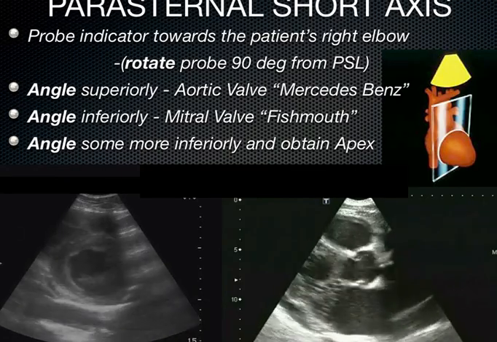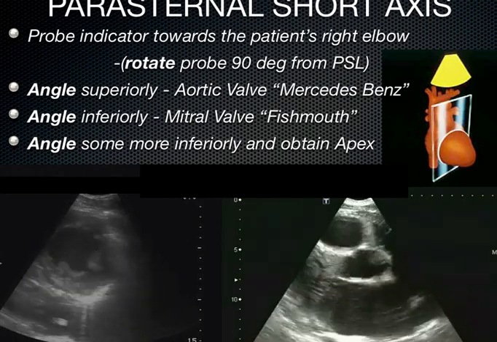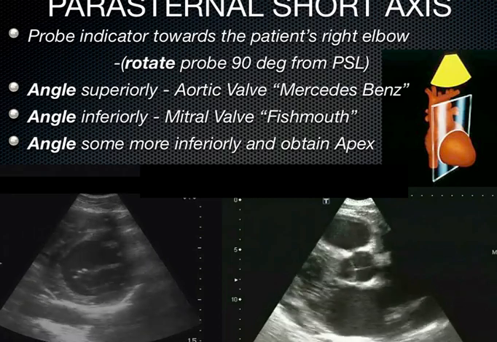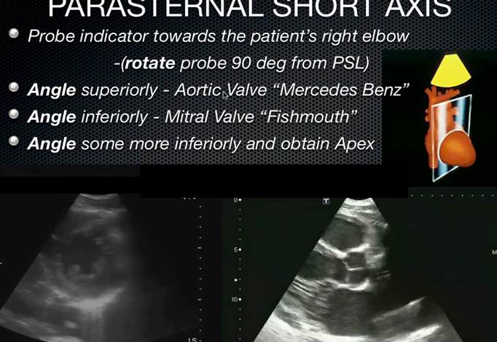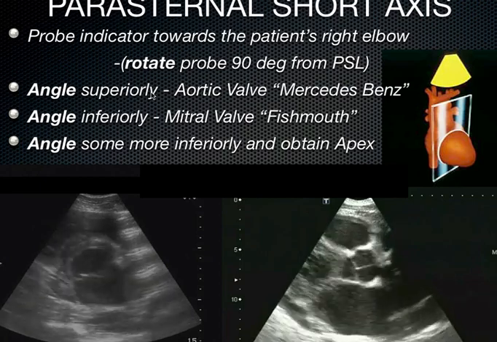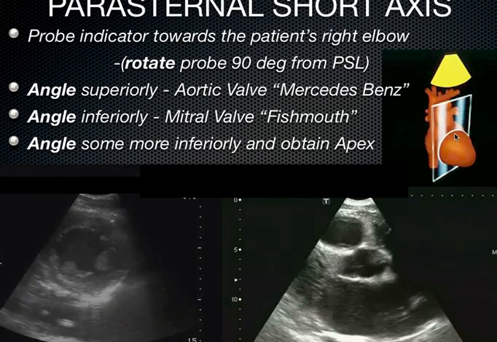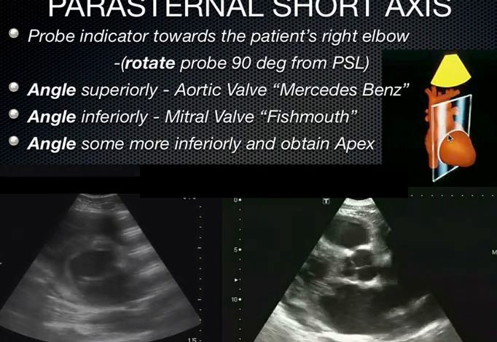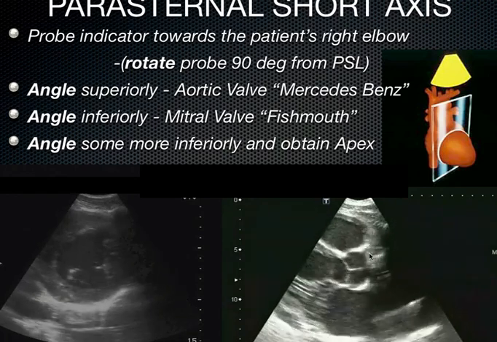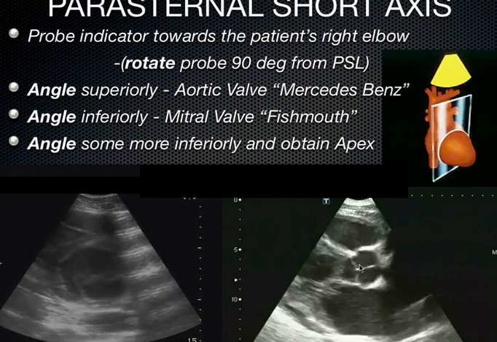Now, to move into the parasternal short axis, you go 90 degrees from the long, and you get into the short. All you need to do is rotate the transducer from the left hip over to the right hip, and then you'll see the short axis. If you're very superior on that short axis, or another way to think of it, very proximal, because here's the short axis of the heart over here, you'll see the aortic valve, which is what this looks like right here. Because it's a tricuspid valve, when you get it in this axis, it looks like a little Mercedes-Benz sign.